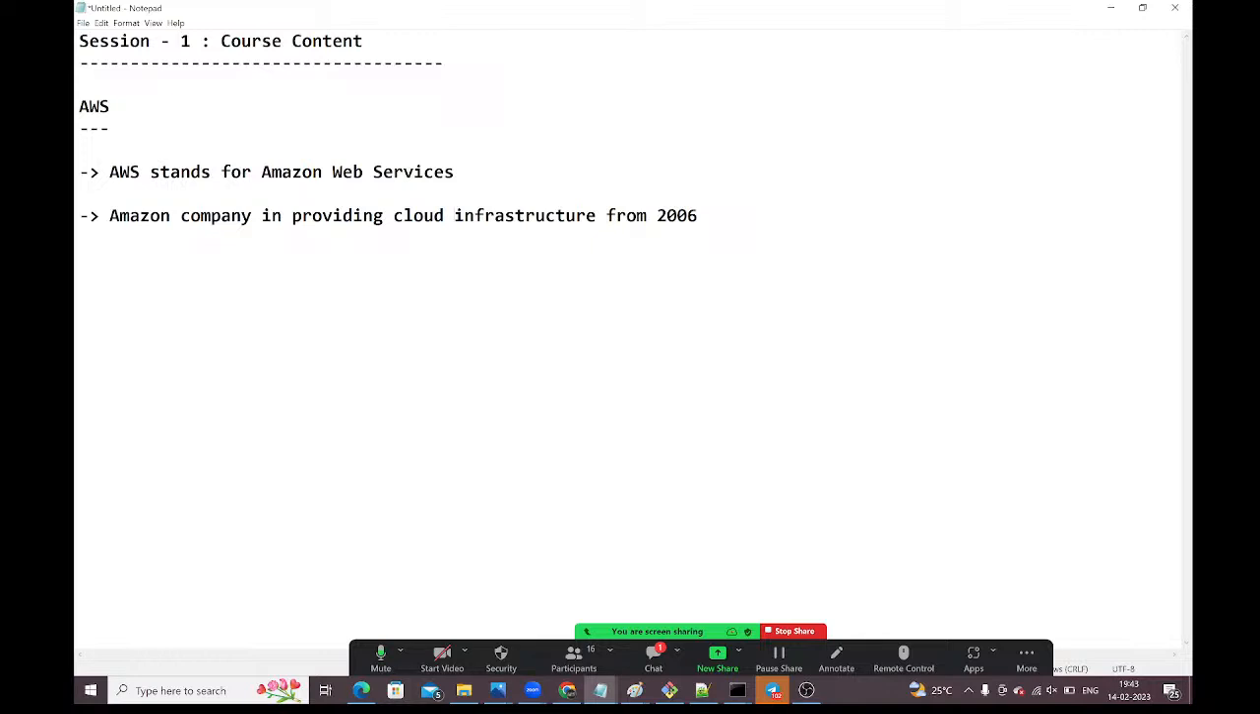For how many countries is Amazon providing the services? Amazon is providing the services to 190 plus countries, guys. Amazon company is providing services for 190 plus countries around the globe. Read it, guys.